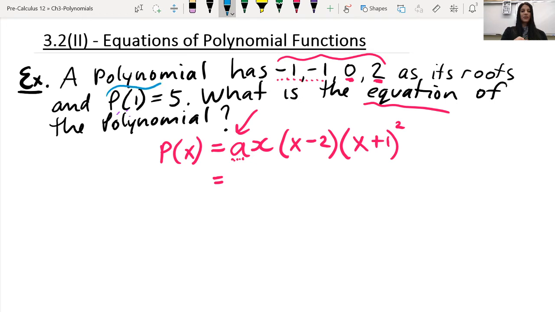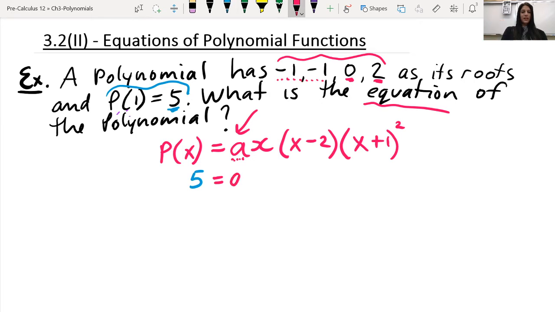So notice that we also were told this part, that p of 1 is equal to 5. So we can use that to help work our way through this. And so this actually just becomes sort of like a review of things we've done in the past that just has to do with substitution. So if p of 1 is equal to 5, that's ultimately telling me that my y value is equal to 5 when I plug in 1 for x.